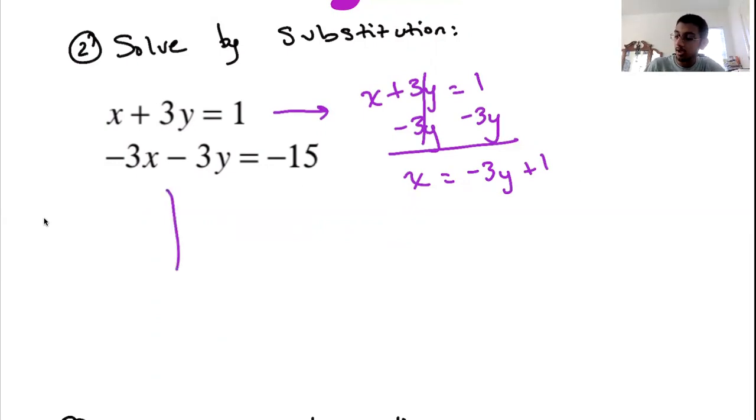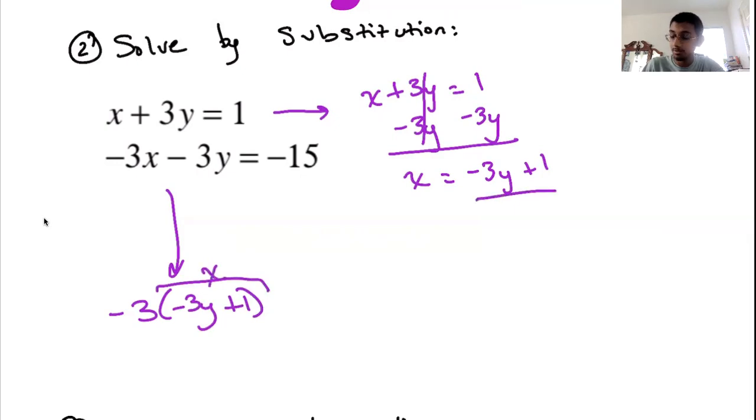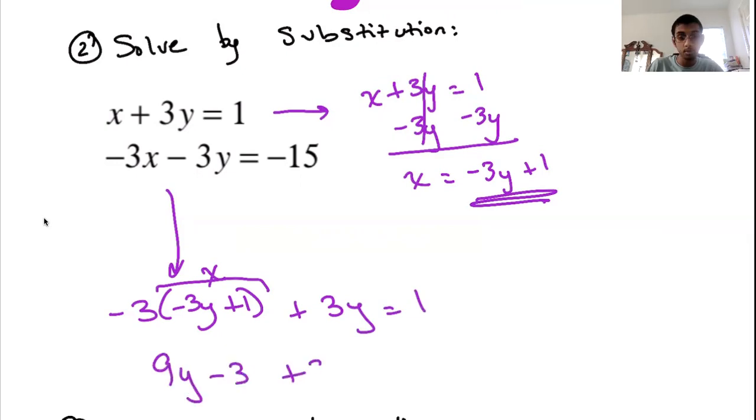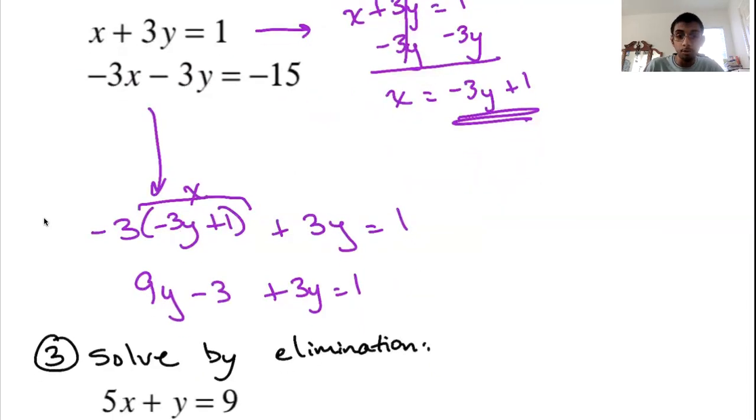So in this one, we have negative 3 times negative 3y plus 1, because this was equal to x, and x is equal to this. And we're going to add our 3y, that's equal to 1. Then we can multiply it, so it becomes 9y minus 3 plus 3y is equal to 1. Okay, so if we simplify this, it becomes 12y minus 3 is equal to 1.